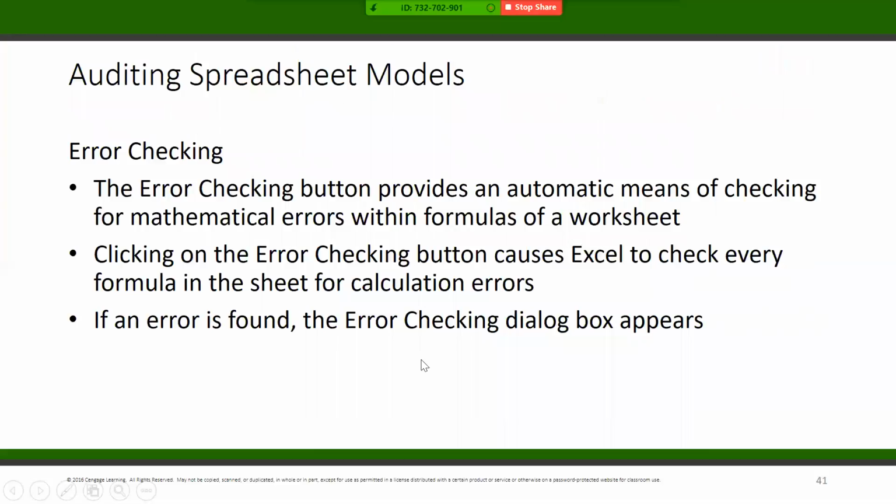Let's see. Now we have error checking. So if we do find an error, we can use error checking. This button provides an automatic means of checking for mathematical errors within formulas in a worksheet. Now clicking on the error checking button causes Excel to check every formula in the sheet for calculation errors. If an error is found, the error checking dialog box appears.